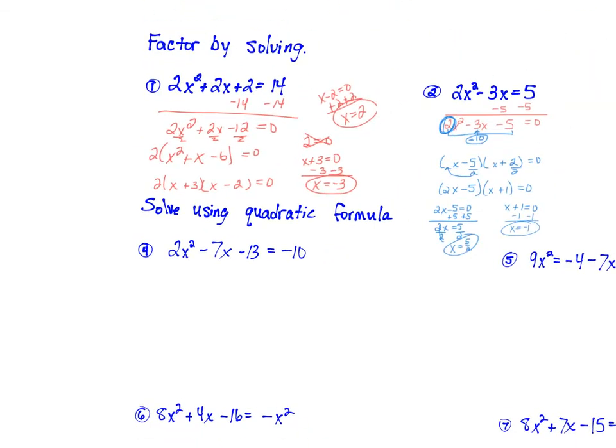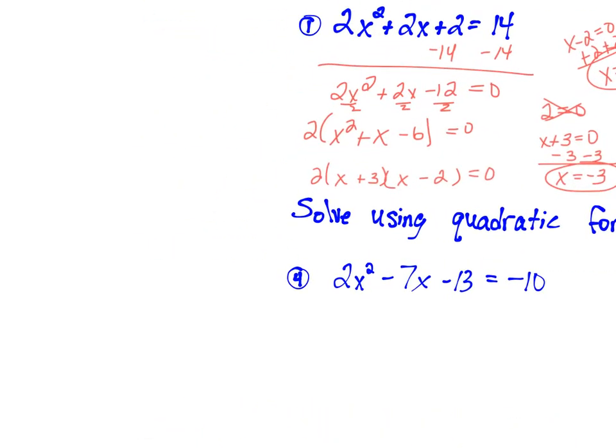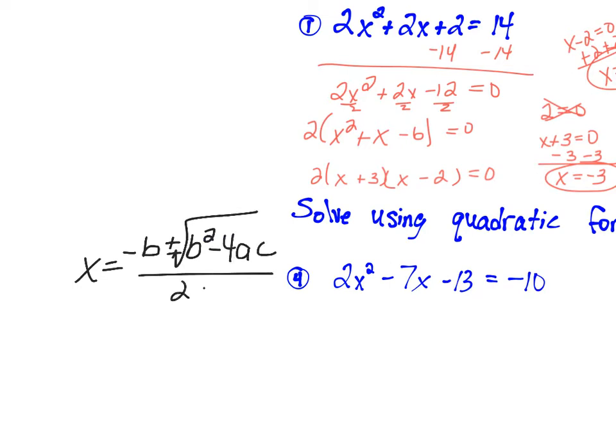All right, then we're going to have 2 that say solve using the quadratic formula. If you don't know it, guys, you need to get this in your head. Write this down. X equals negative b plus or minus the square root of b squared minus 4ac, all over 2a. The hardest part of this is making sure all of your numbers are filled in correctly.